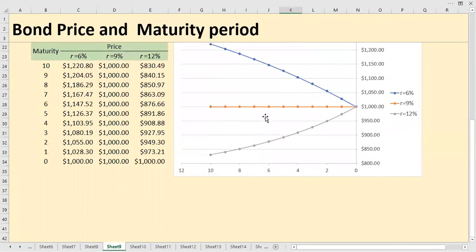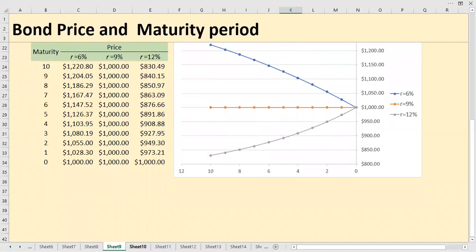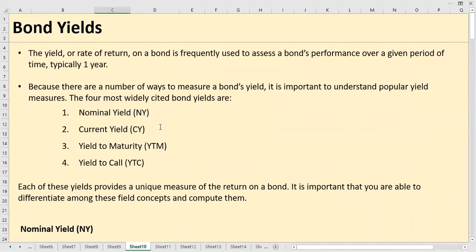Right. So let me move into the next one. With this, what we are going to do is calculate the yields for bonds. By understanding yields, you can identify how much you are getting as your returns, typically per 1 year. That's what we are going to calculate.